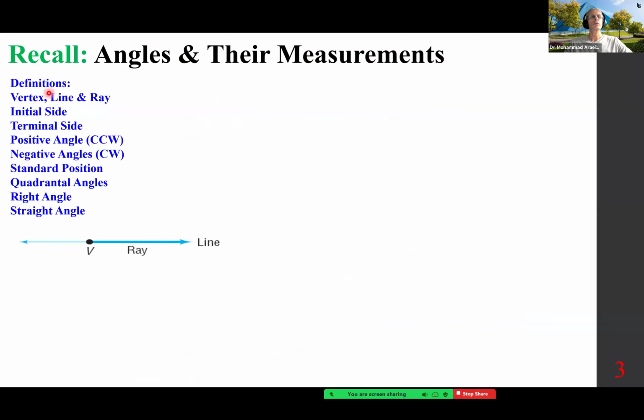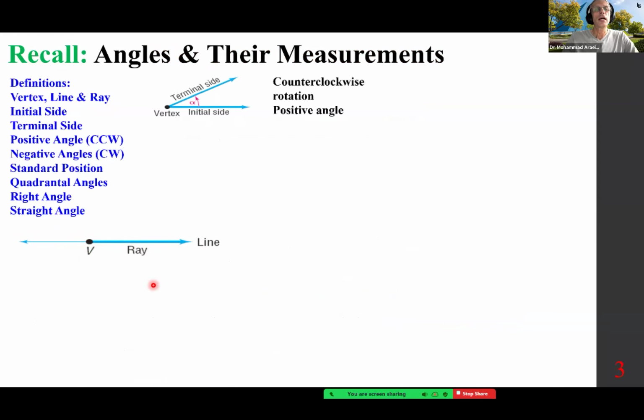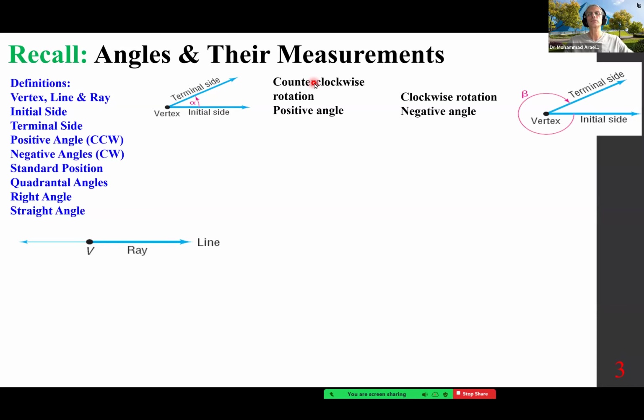So reminding you of what we have discussed: vertex, line, ray. So you have a line here. And you put two half lines together at point V. The point V is called the vertex, and a half line is called the ray. You have the vertex, the initial side, the terminal side going counterclockwise. That's a positive angle. Clockwise, negative angle.